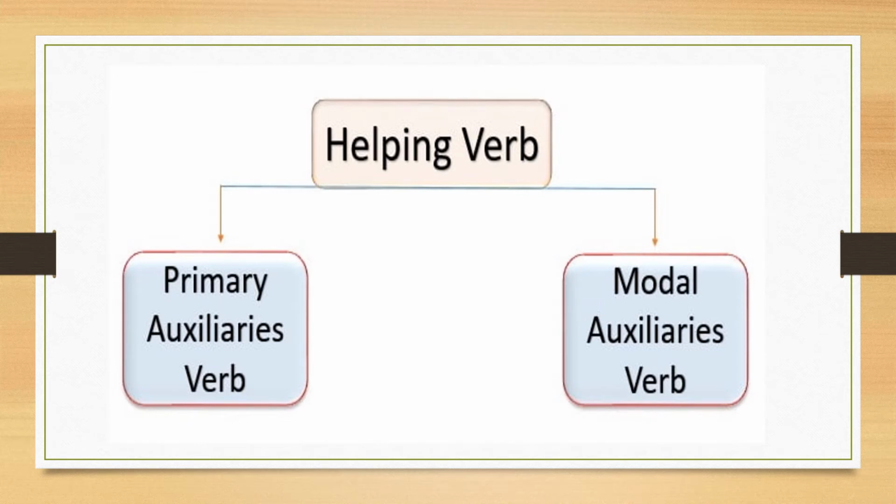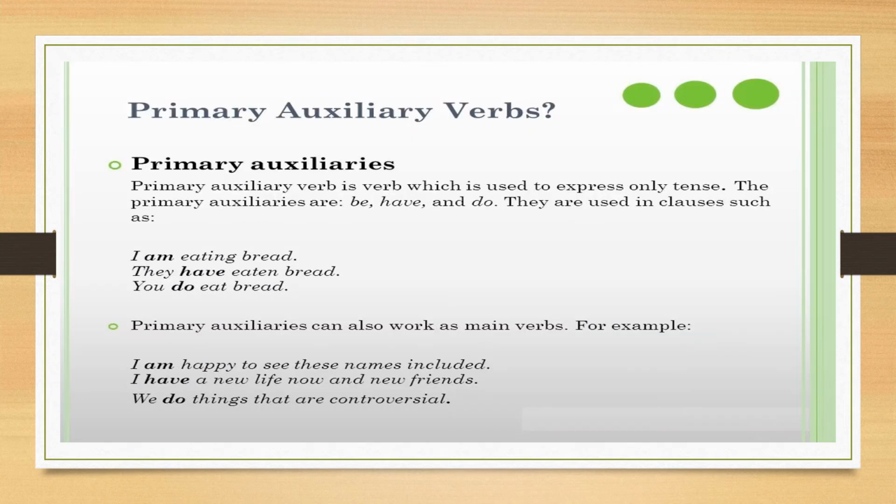Now these helping verbs are of two main types: primary auxiliary verbs and modal auxiliary verbs. And this is what we are going to discuss here today. What are primary auxiliary verbs? Primary means you can say main helping verbs. Auxiliary, helping. So the main helping verbs are those verbs which are used to express only the tense.